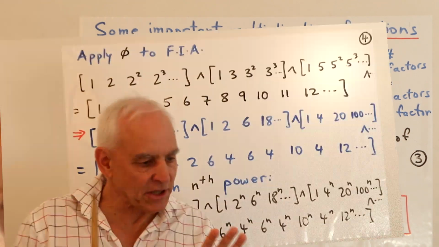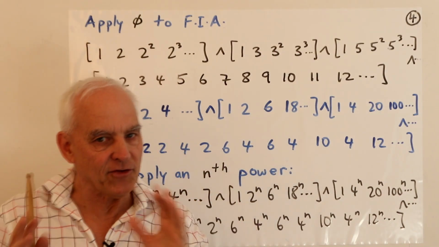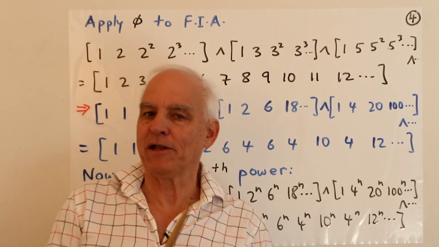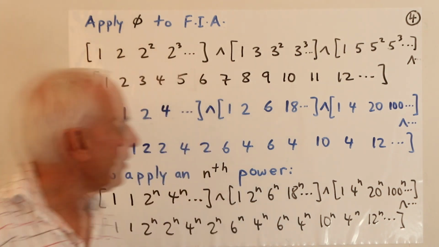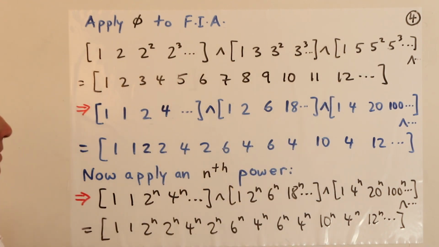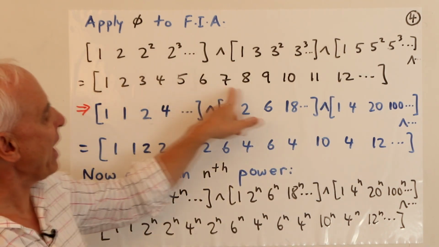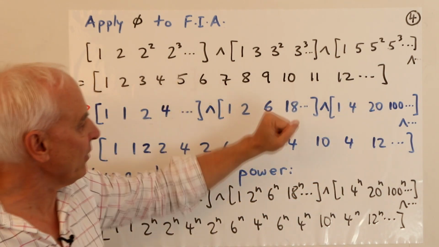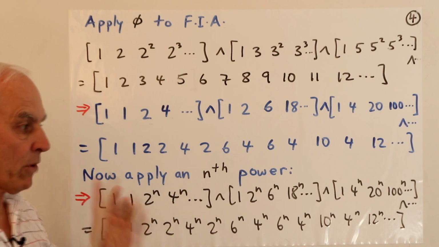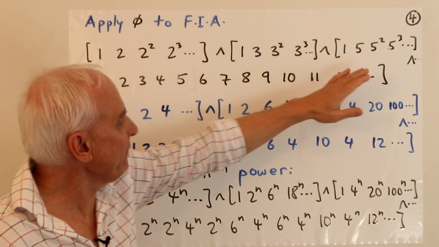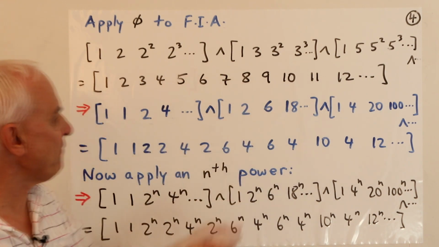Okay, so it's going to be interesting for us now to apply this Euler totient function, phi, to our fundamental identity of arithmetic. So here's our fundamental identity of arithmetic, which you've all seen quite a lot now. I'm just expanding the natural numbers on the right-hand side a little bit, because it's going to be interesting to see the values of these various things. So what we're going to do is apply phi to each element here. Every natural number that you see here, we're going to apply phi to it.